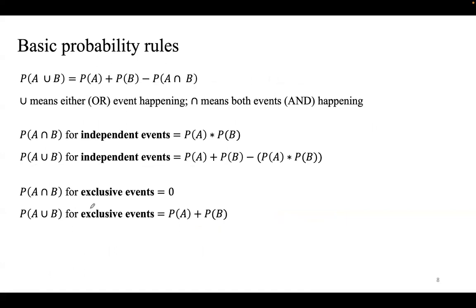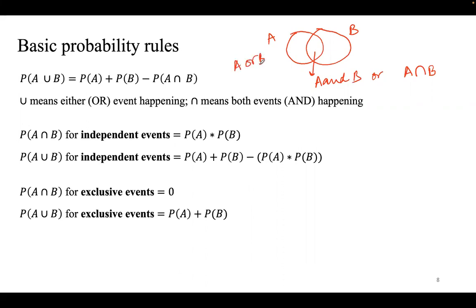So this formula is something you need to know, and it comes from the Venn diagram. A simple example: this is event A, this is event B. This part means both A and B, so you can write it as A intersect B. The whole area is A or B, which is A union B.